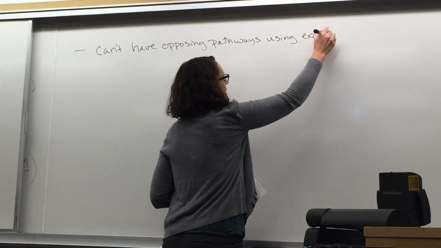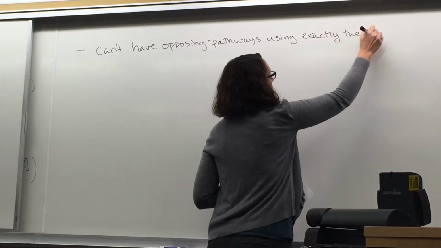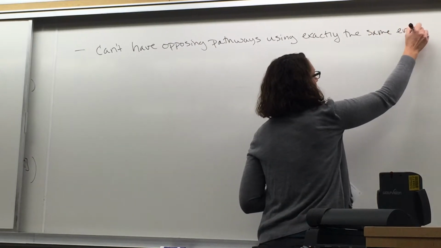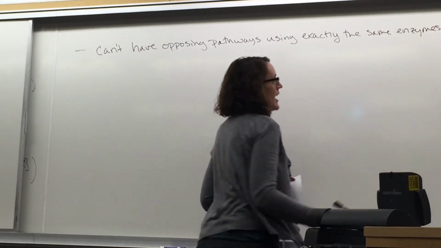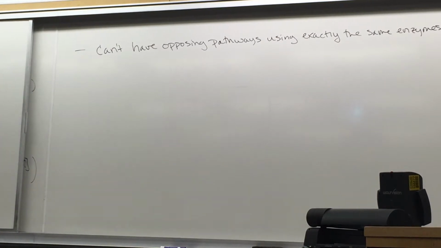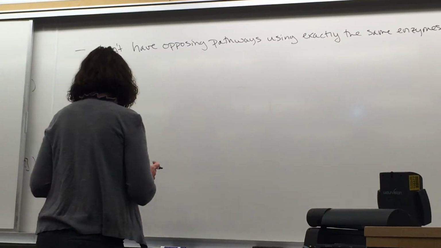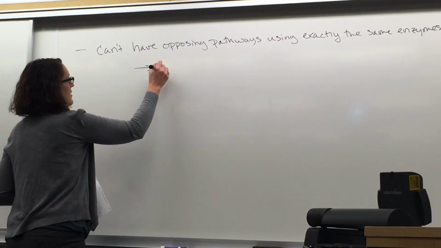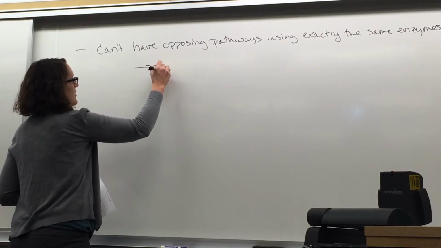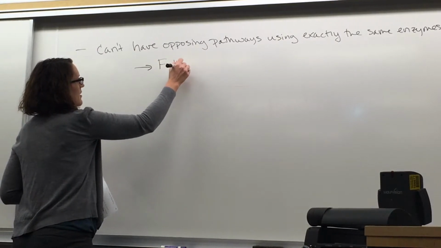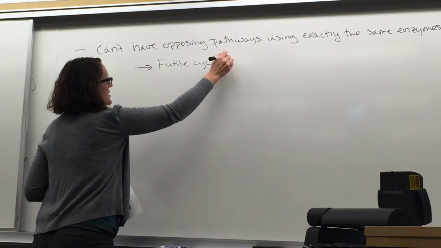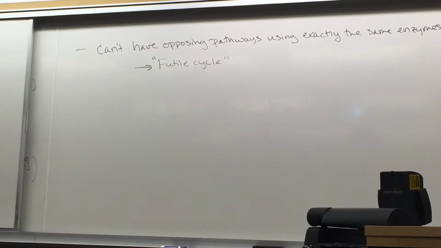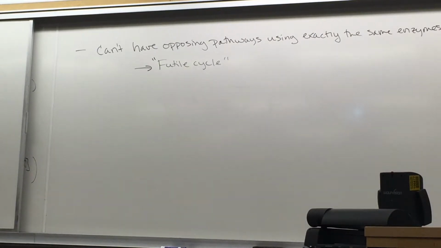Okay. So the final thing that I also mentioned is that you can't have opposing pathways using exactly the same enzymes. It's okay for them to share some enzymes in common, but you're going to have some unique enzymes for each step. Because again, if you have exactly the same enzymes catalyzing two different pathways, you have a futile cycle, which is a bad, bad, bad thing. We don't want that.